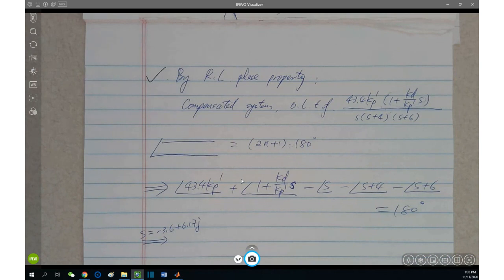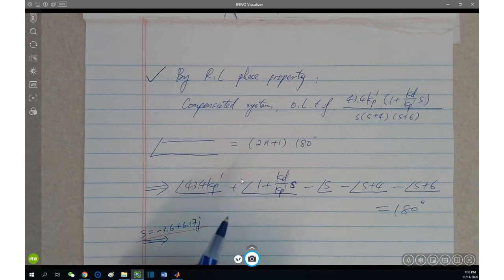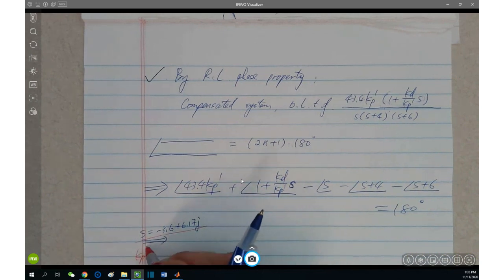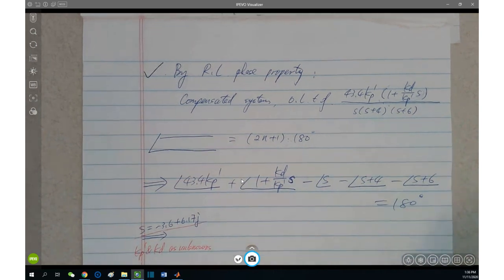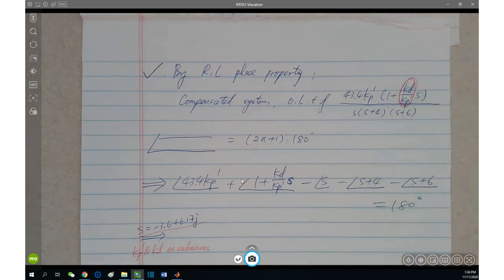KP, of course, KP prime, and KD. Good, Noah is right. Realize this is what? After substituting the S value, what do you have? KP prime and KD as unknown, but one equation. We are not going to be able to find KD equals what and KP prime equals what. However, it doesn't matter, right? Why is that? We just need to find the ratio between the two. That's it.